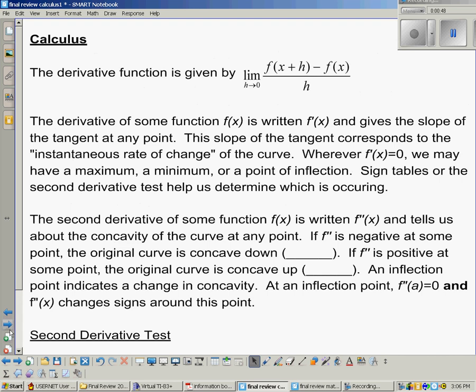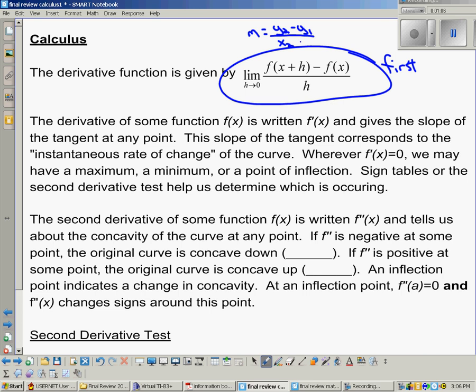Alright, so first principles to start off. The derivative function is the limit as h goes to 0 of f at x plus h minus f at x, all over h. This is really just from the slope formula, m equals y2 minus y1 all over x2 minus x1. It's just that we're picking points that are infinitely close together, so it's often called first principles. You might be asked to find the derivative function of a polynomial using first principles, but probably nothing more difficult than that on the exam.